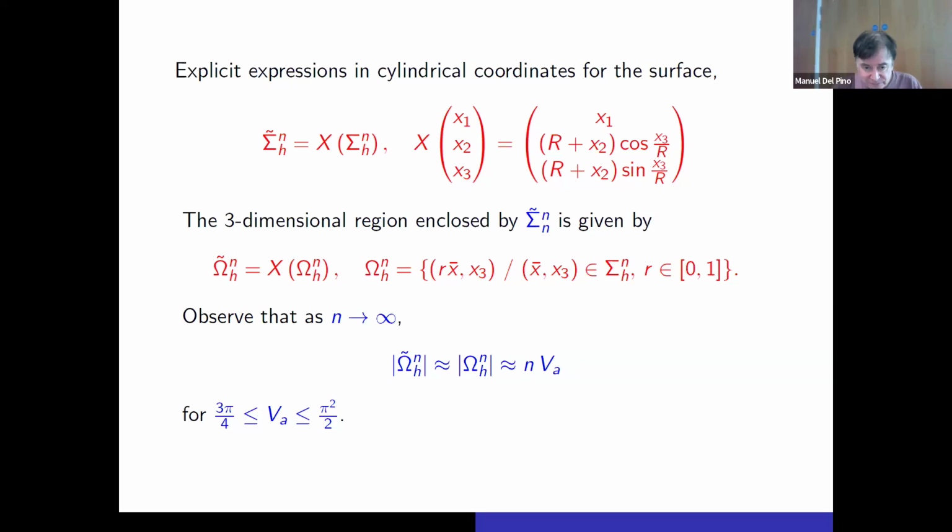Now, when n goes to infinity, it turns out that the volumes of the two guys are very close to each other, and they are more or less n times VA, where VA is a number which is the volume of one of the periodic cells. You can compute this explicitly. These periodic cells have volumes that oscillate between 3 pi over 4 and pi square over 2. These are explicit things.